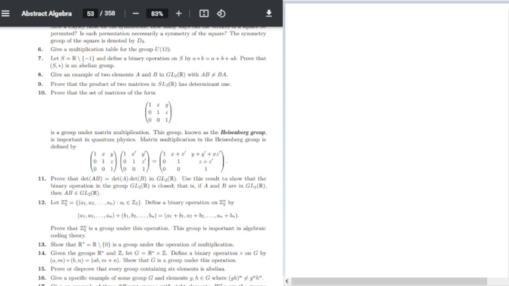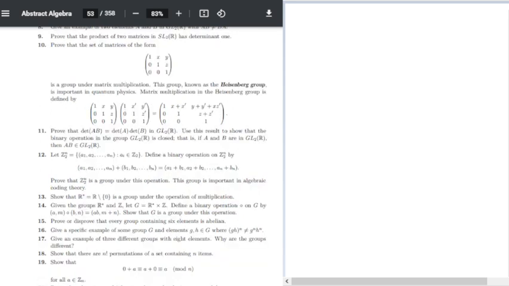Also, laying out all my cards on the table, I had read through this book in 2020. I don't know a lot of the 2021 stuff that they've added, so I could just be completely screwed. Oh, the Heisenberg group. Oh no. Oh, it's gonna be fun.